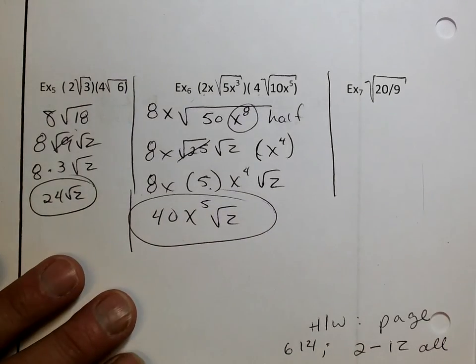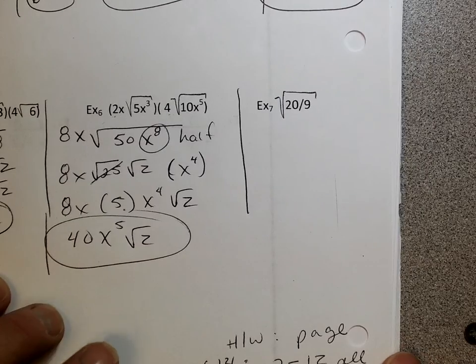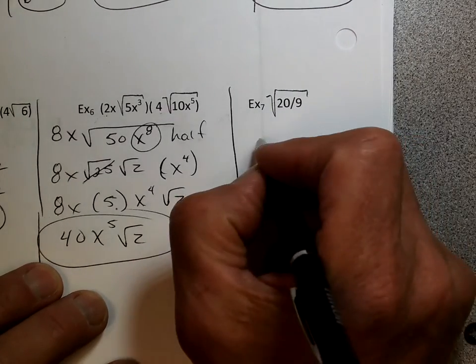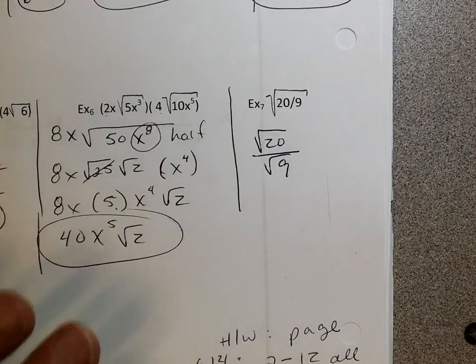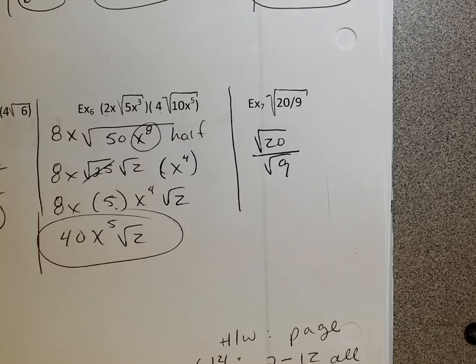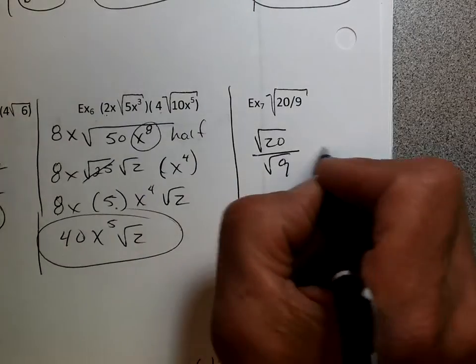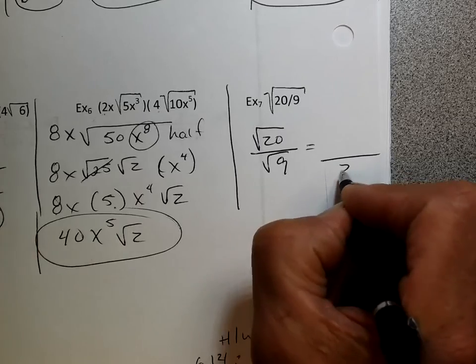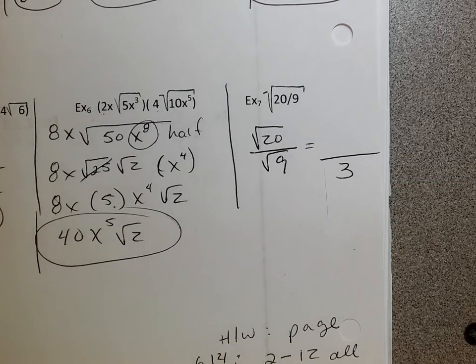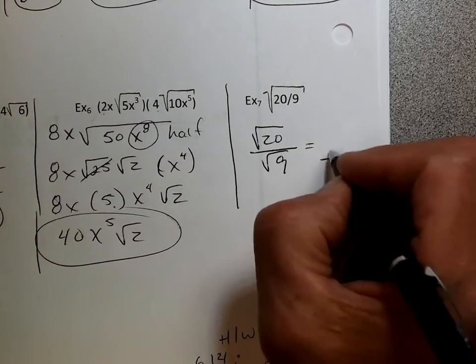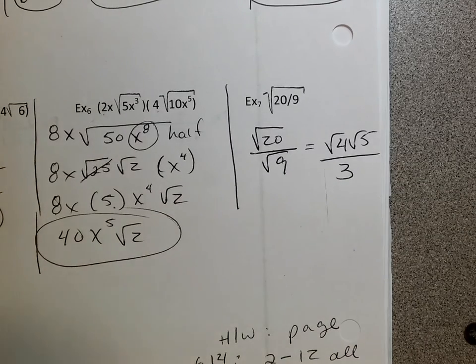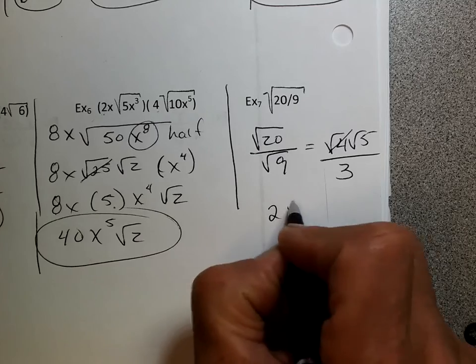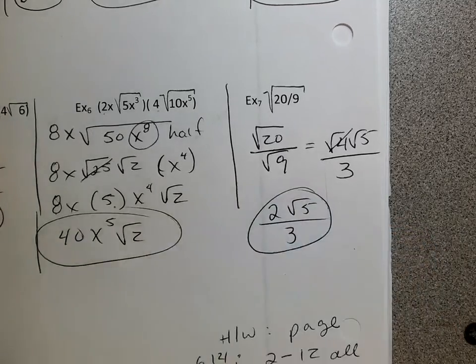Okay, example 7. Now this one's not so bad. This one's actually pretty easy. I like to write it as 2 separate square roots. It looks easier if I just do that, right? So let's make it a square root of 20 over a square root of 9, and I already know that answer is 3, right? But what about the 20? Yep, 4 and 5, square root of 4, square root of 5, right? And we know what the square root of 4 is. What is that? 2. So we're going to have 2 square root of 5 over 3.